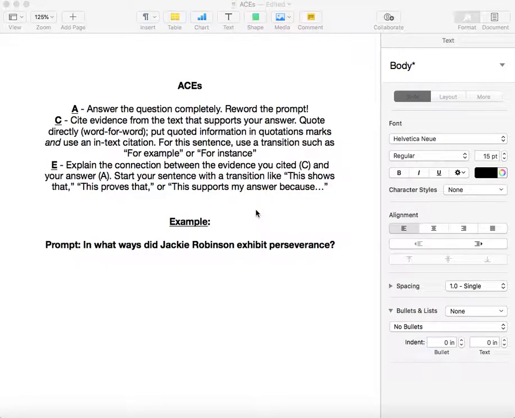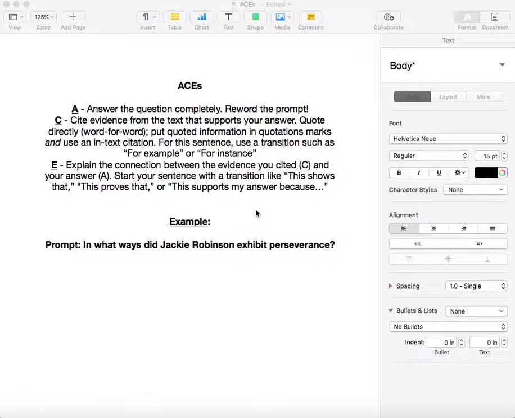Today we're going to talk about ACEs, which is a constructed response strategy that is going to translate not only into your junior paper and into other classes, but also to those constructed responses you're going to have to write on the North Carolina final exam for this class.